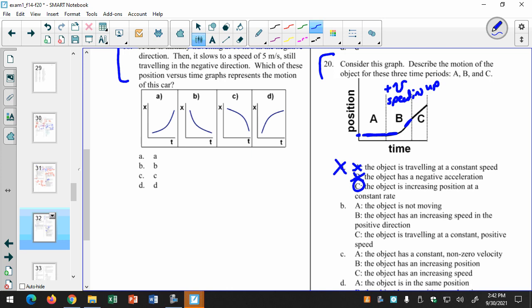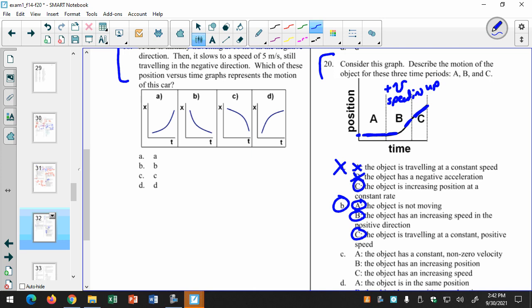In fact, when I saw that the first one was not correct, I could have just moved on to the next. Here, the object is not moving. That's correct. The object has an increasing speed in the positive direction. Yeah, we just said that was true. And the object is traveling at a constant positive speed. Yes, because the slope of this section is positive. So that is the right answer.